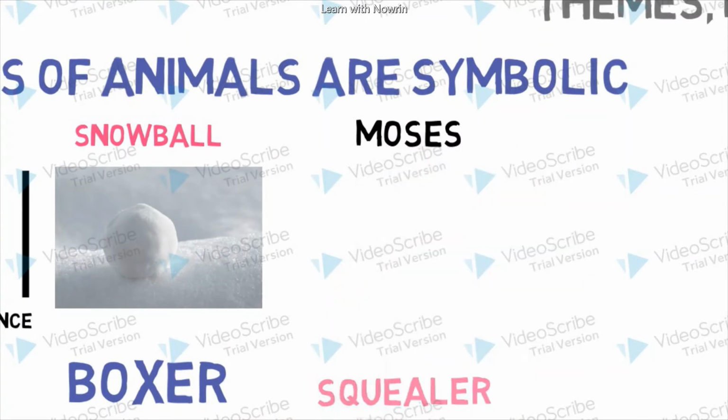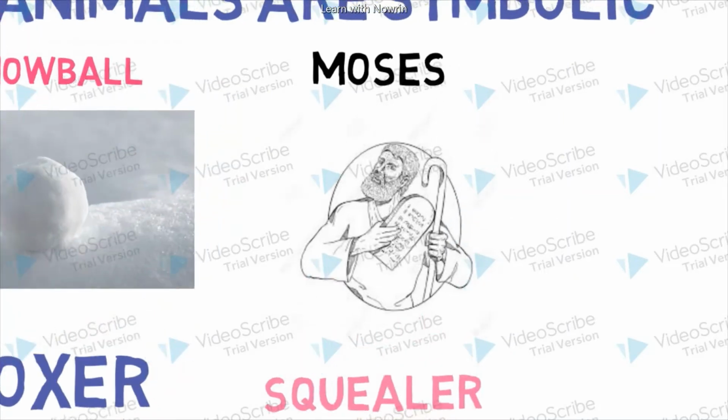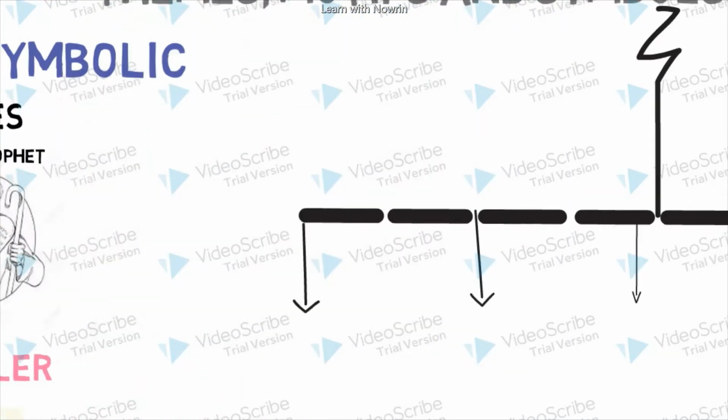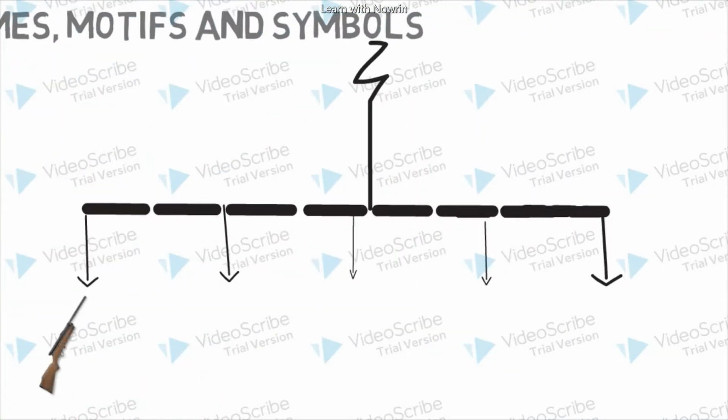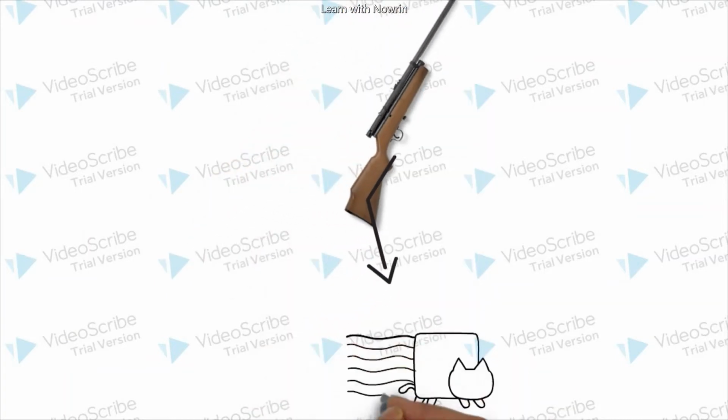Moses is a biblical prophet who receives the 10 commandments from God. Mr. Jones's rifle symbolizes a trophy, representing the animals' victory over their former human master.